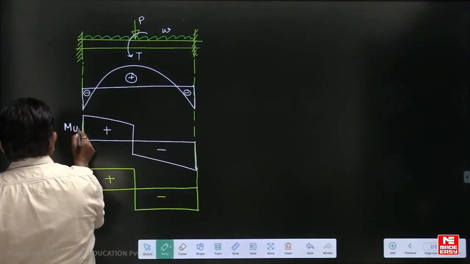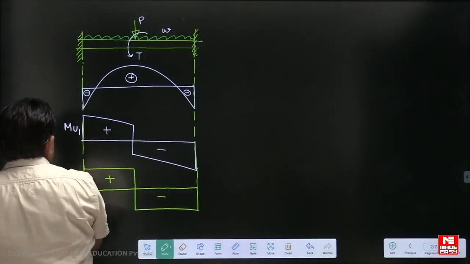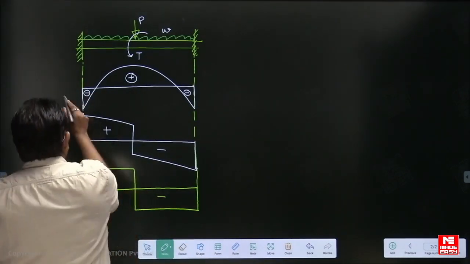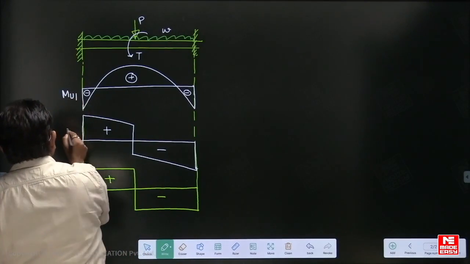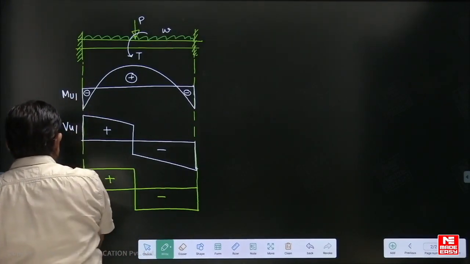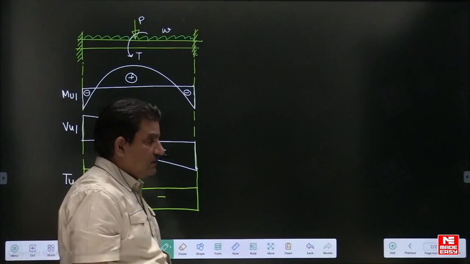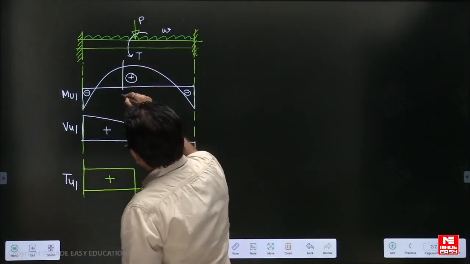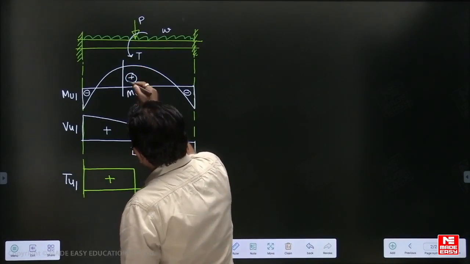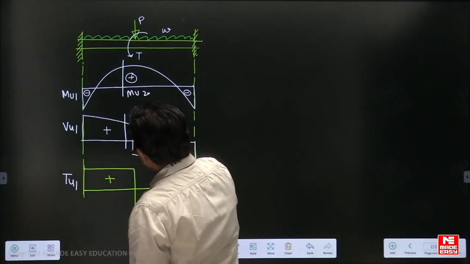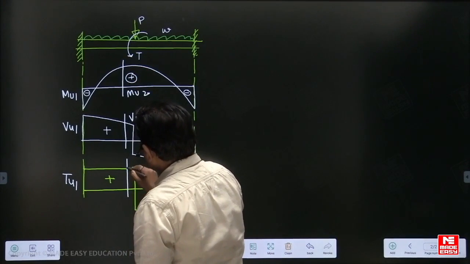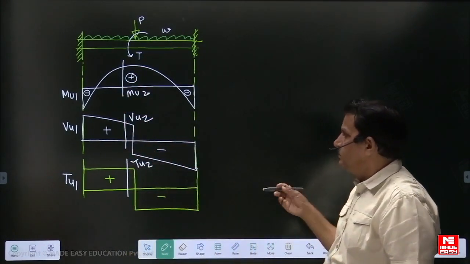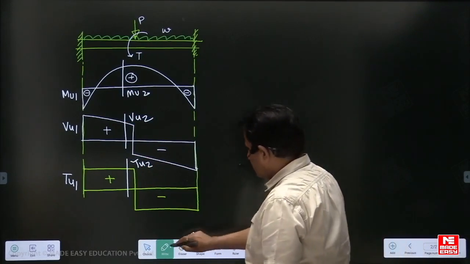Let's call it MU1 here, this will be VU1, and this may be TU1, whatever are the moments. At any other location also you can design. Suppose here your moment is MU2, that may be a positive moment, your shear force may be VU2 and torsional moment may be TU2. Any one set of values you can take and design the beam.